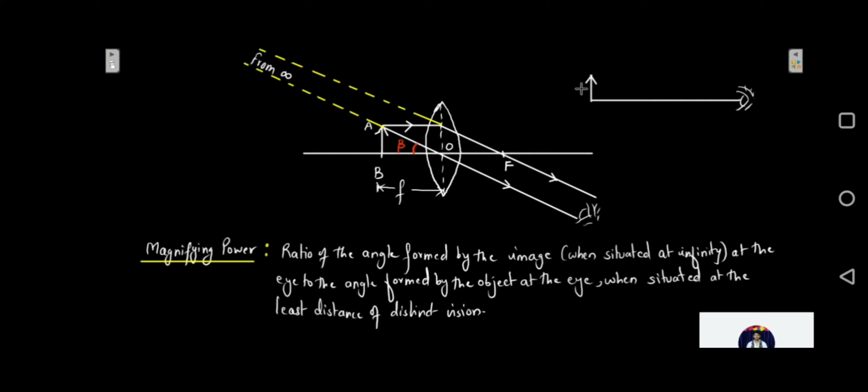Something like this. This is the object AB, and my object AB is situated at a distance of D, that is the least distance of distinct vision from the eye. Then the angle subtended by this object is this angle, so let us mark it as alpha. It is the angle formed by the object at the eye when it is situated at the least distance of distinct vision. That means if I shift this over here, at the least distance of distinct vision, what is going to be the angle?